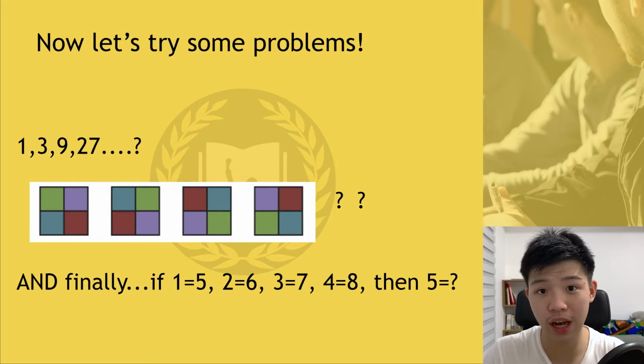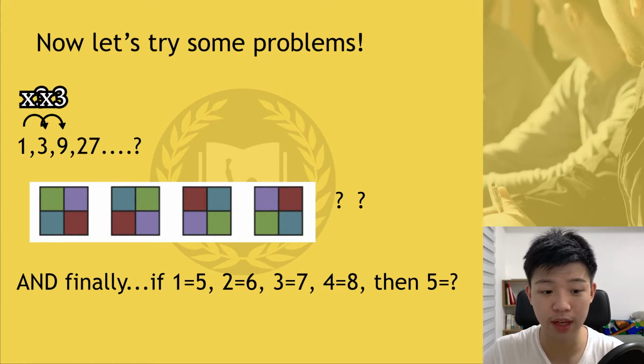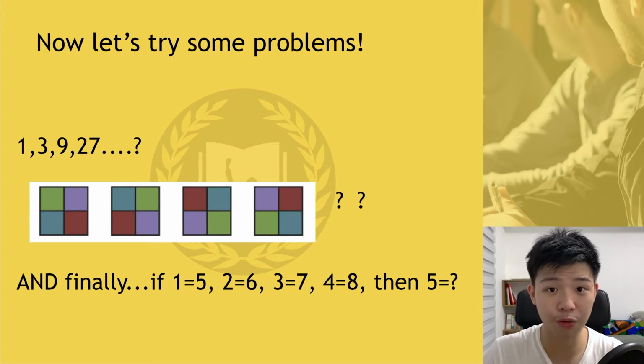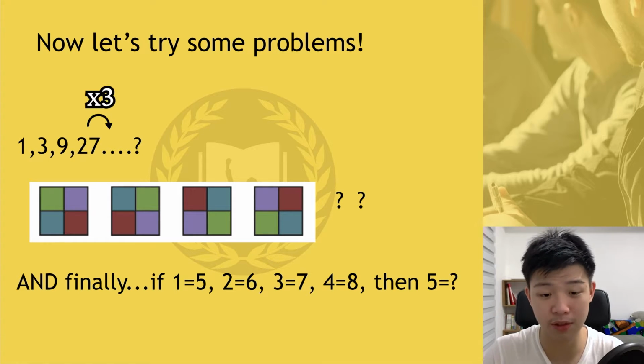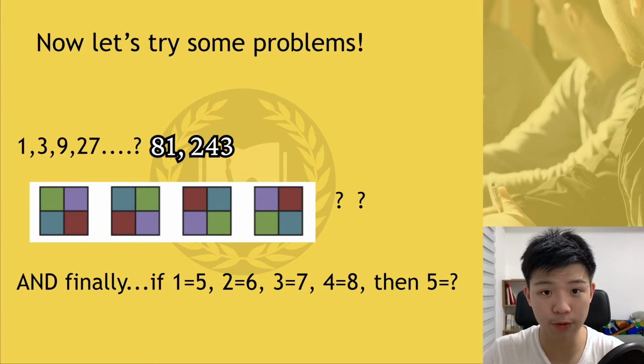So 1 and 3 have the relationship of times 3. 3 and 9 have the relationship of times 3. It's the same with 9 and 27. Therefore, we can predict that the next term is 27 times 3, which is 81, and the next term after that is 81 times 3. As for the second one, we can see that it's just simply switching colors.